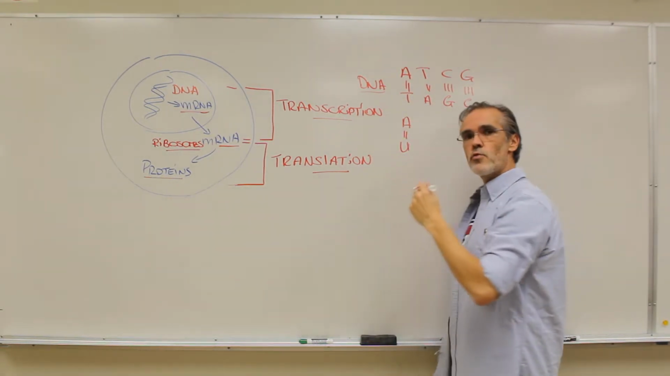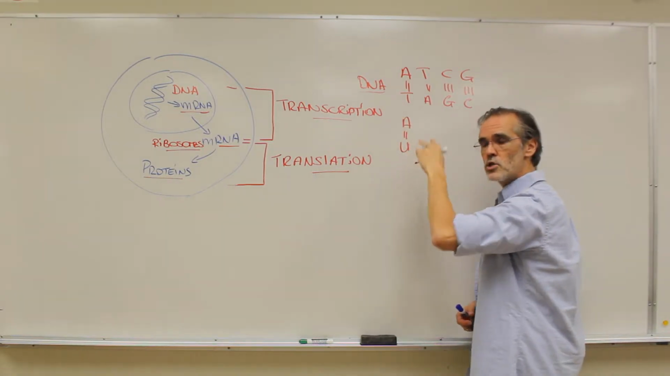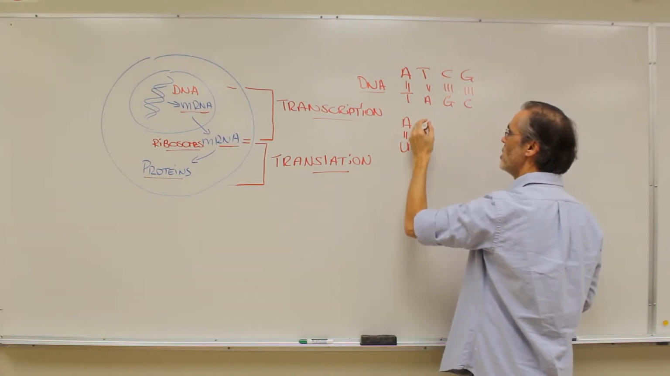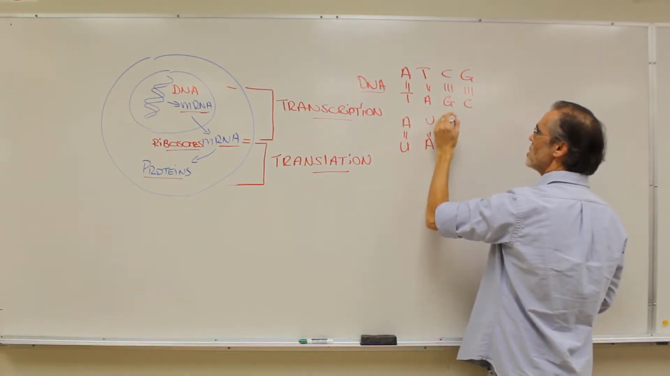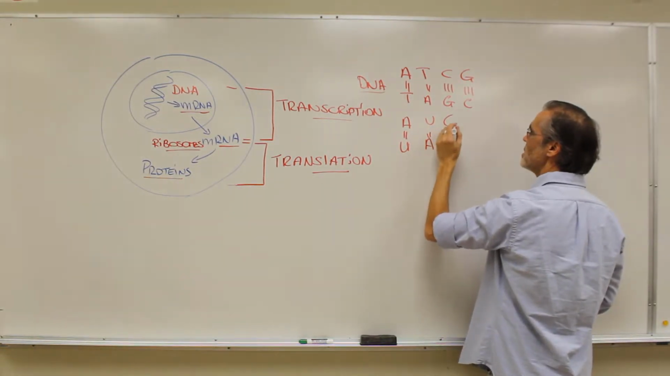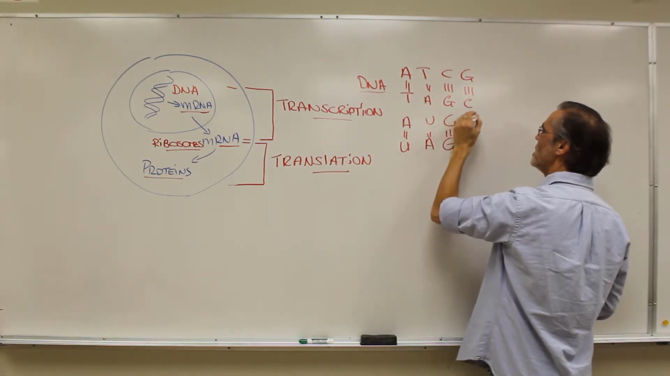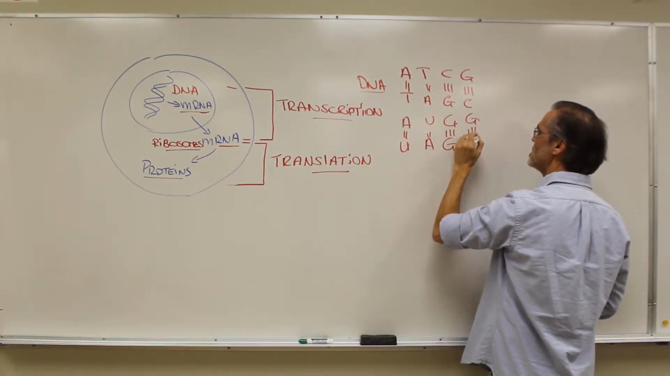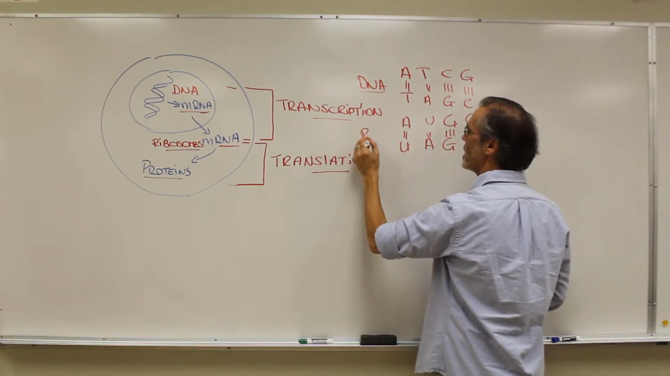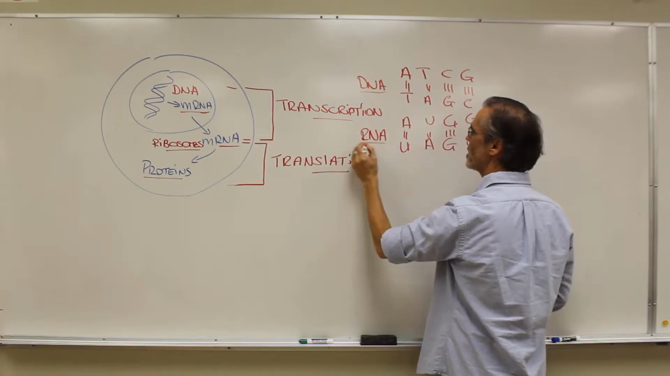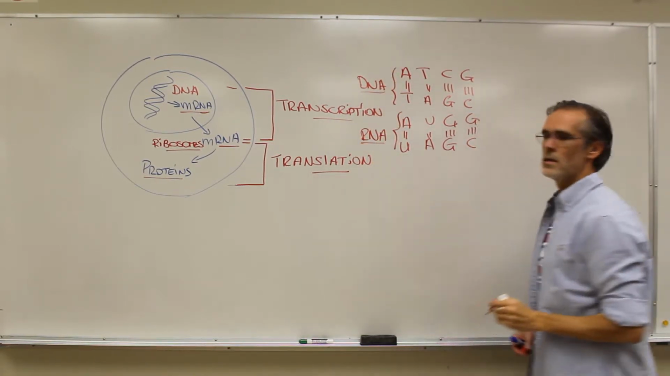The base pairing remains exactly the same. A and U, 2 hydrogen bonds between the two of them. U, A, C and G still remain, and then G's and C's, right? So that's our RNA language, the letters. Not the language, but the alphabet.